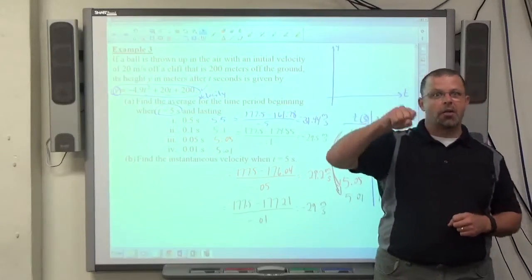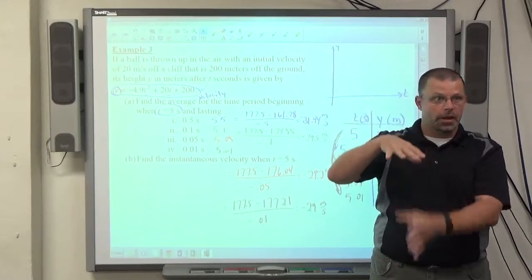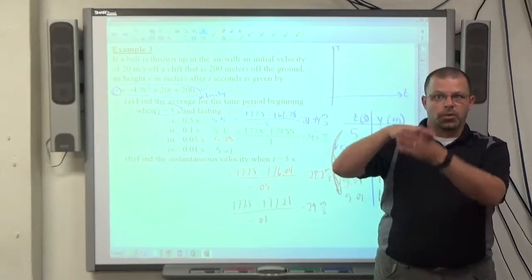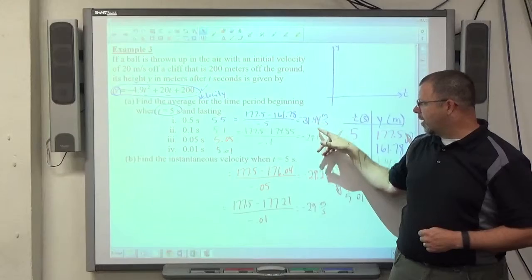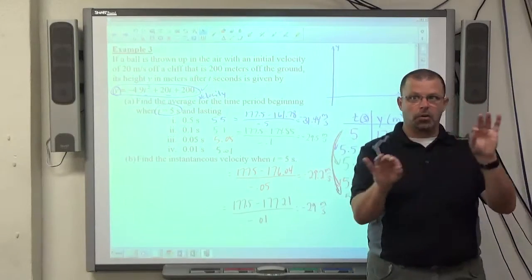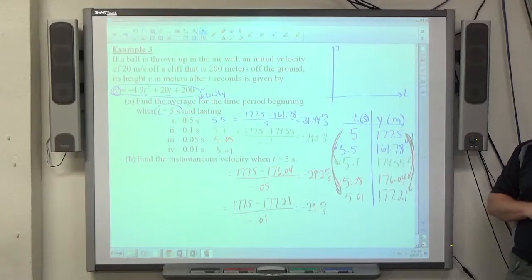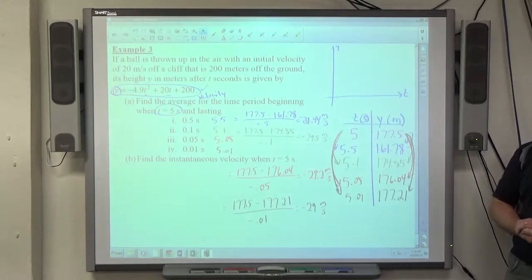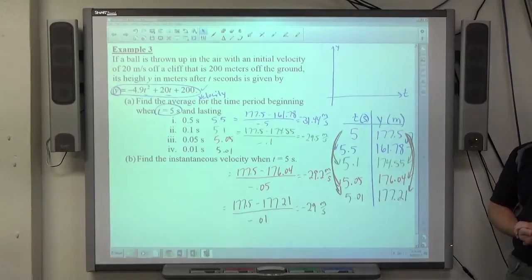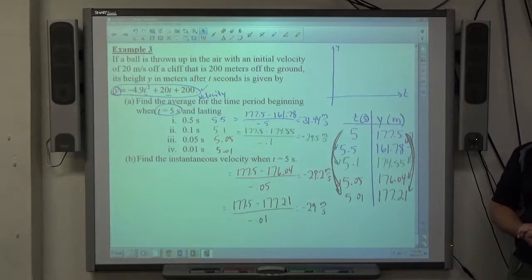Okay? It's going however fast it's going at 5 seconds. As it continues to fall, it's going to be speeding up in a negative direction. So its speed increases. Too much, too much, too much, getting closer. They're all too much because they're all not exactly that, but they're all getting a little closer. If I was going to take a guess at the instantaneous velocity, I'd probably just go negative 29 meters per second. It's not exactly that, but it's pretty close.